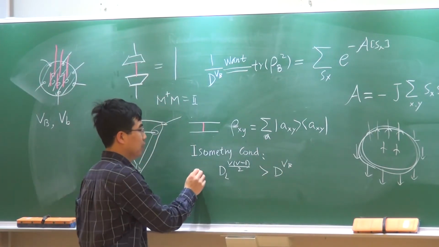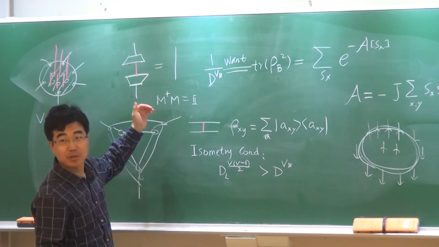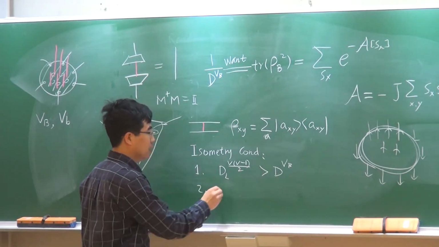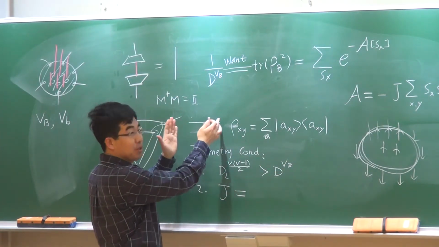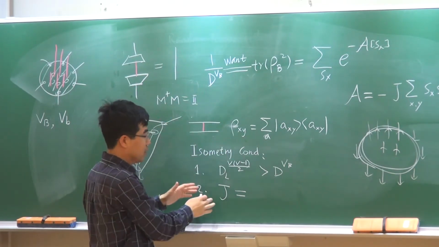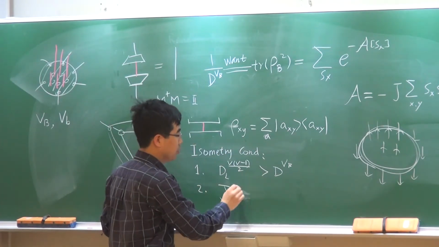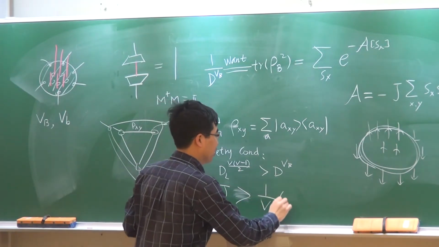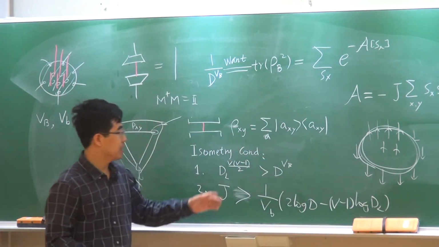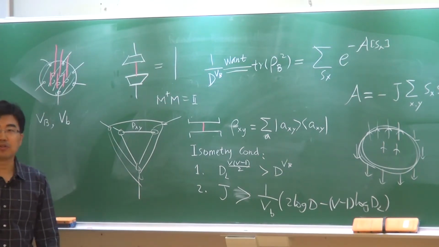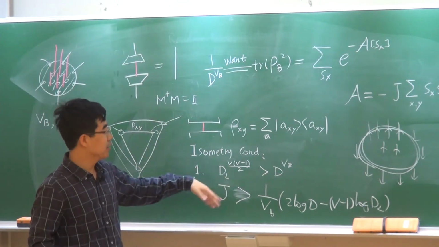So the first condition is just that the bulk has more degrees of freedom than the boundaries. Of course, you need that, otherwise this map is not going to be a function. And then the second condition is something like J, and the J is actually the mutual information of this state. You need enough diversity in the bulk, and you need this state to be really entangled so that the mutual information is not too small. But actually, these conditions are very easy to satisfy.